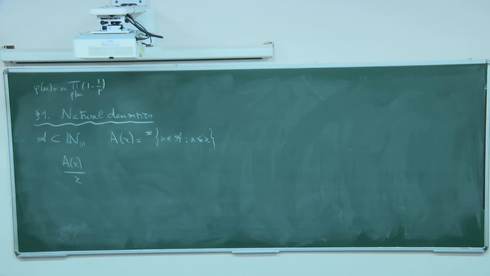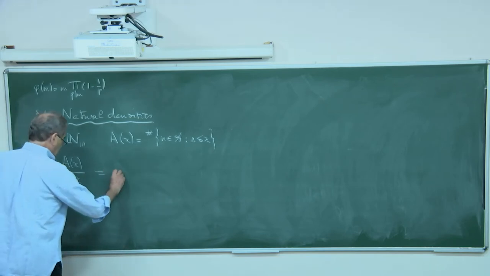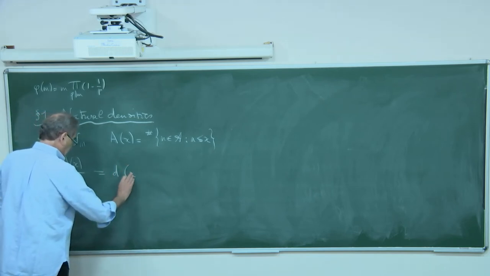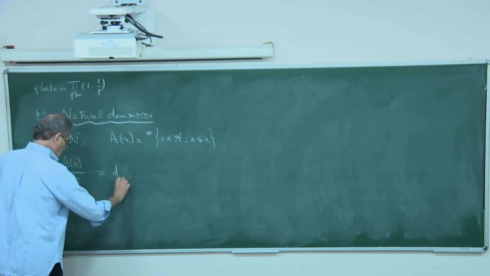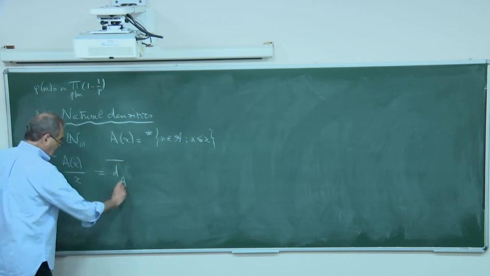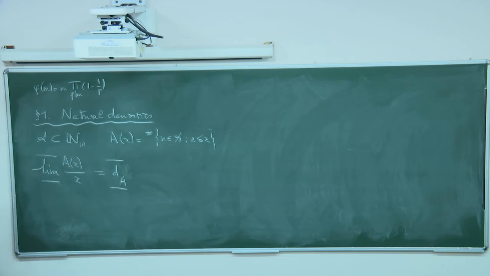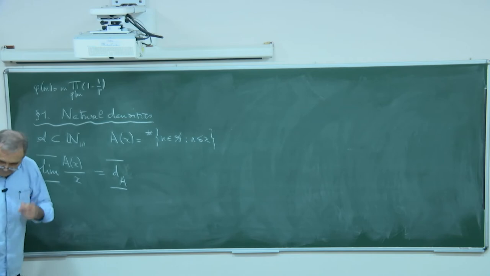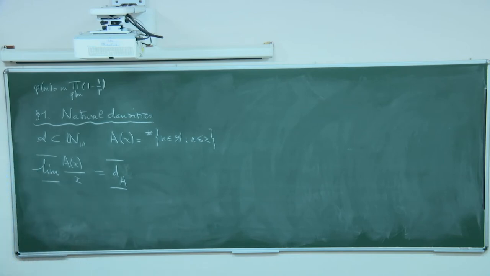And what you try to look at is the limit. Of course, the limit may not exist when x tends to infinity. So essentially, if the limit exists, you will call that d of A. And if it does not exist, at least you can always take the lim sup or the lim inf, and this will be the upper density or the lower density. Okay, and this will be for different things. So I don't want to spend too much time on these densities.